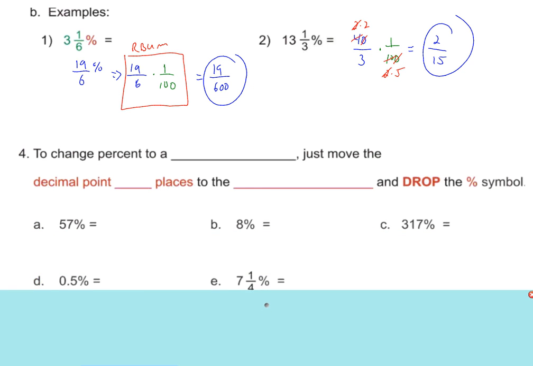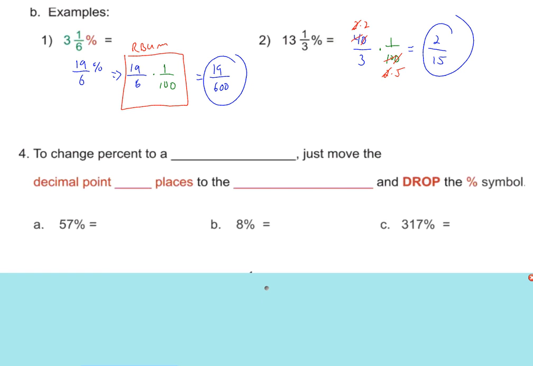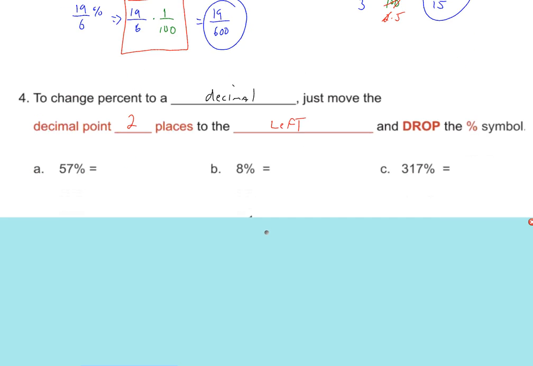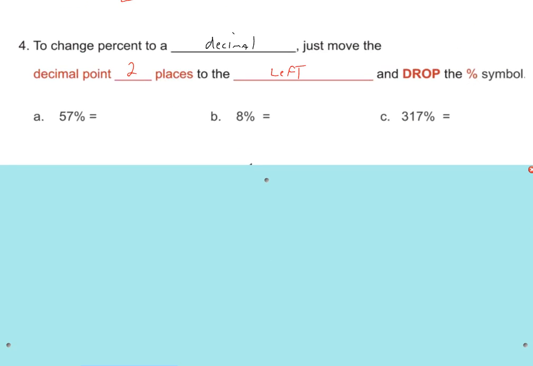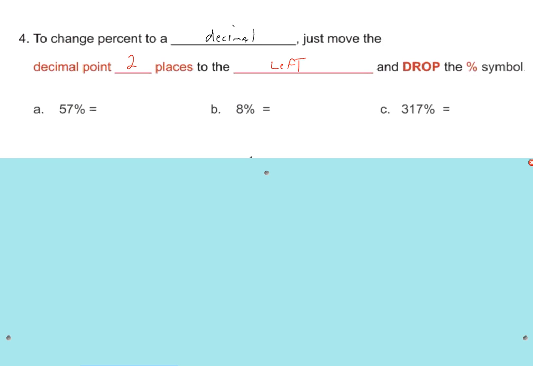All right, number 4. To change percent to a decimal, all you really need to do is move the decimal point 2 places to the, which way? To the left. Move the decimal point 2 places to the left and drop the percent symbol. Look, what we're actually doing is dividing by 100. It's just a shortcut. Because they're so easy to do, all we need to worry about is simply moving the decimal point 2 places to the left.